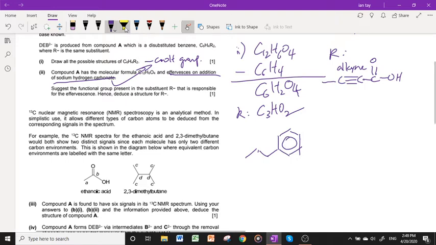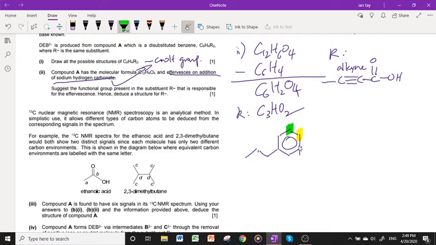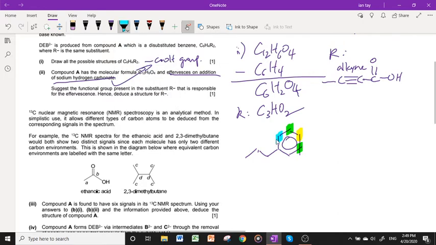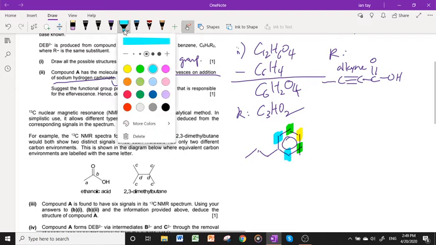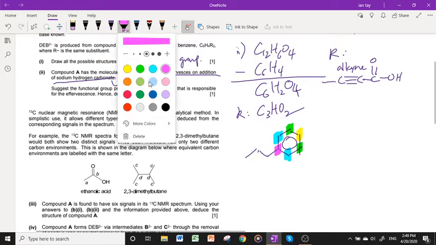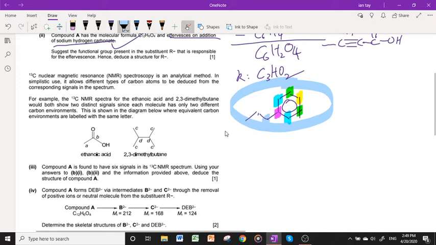Do you agree with me that this carbon is unique, right? There's no other carbon quite like it in the molecule. Whereas on the other hand, these two carbons have the identical environment. These two carbons over here have the identical environment. This carbon over here, identical, and so on and so forth. And then two more. So how many carbon environments are there in this molecule, which is how many signals the NMR will show? It will be 1, 2, 3, 4, 5, 6, 7. 7 signals. So they say that compound A is found to have 6 signals in the NMR spectrum.